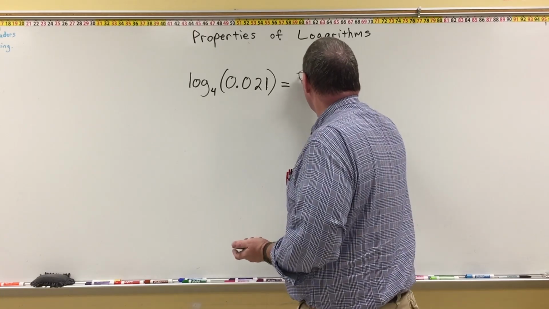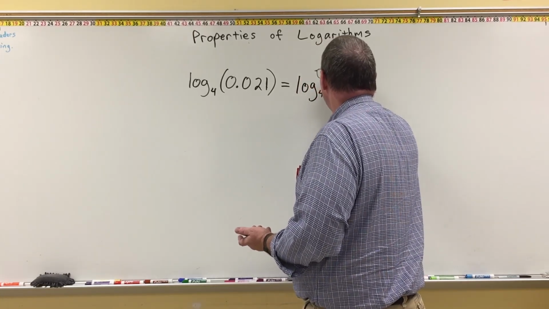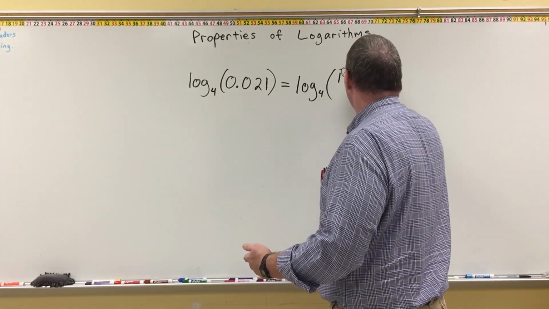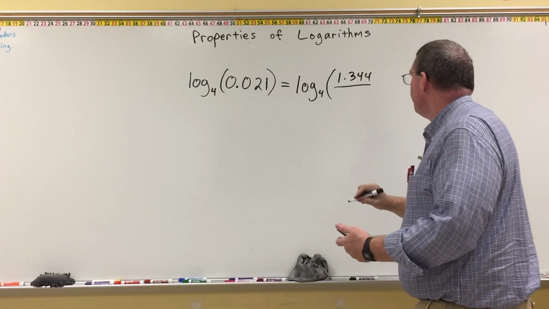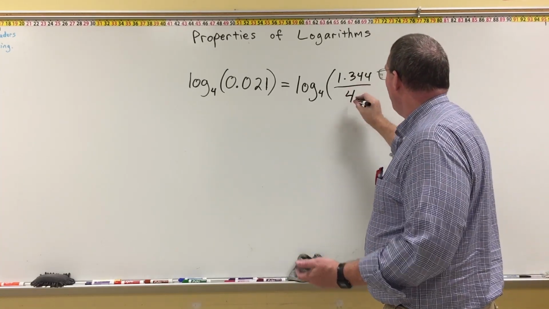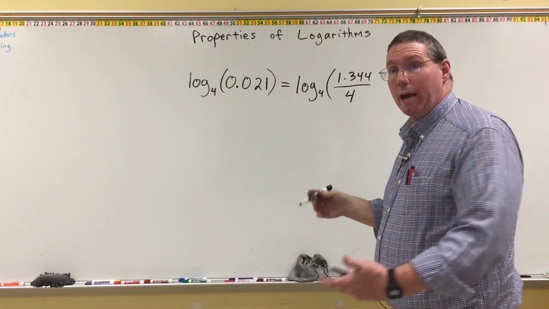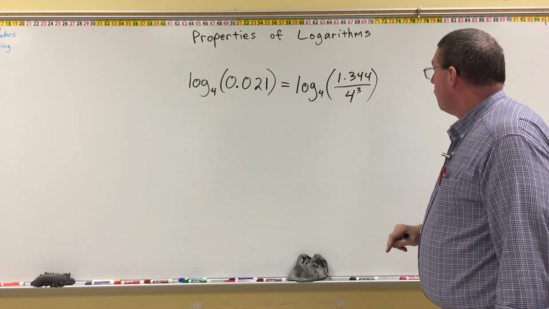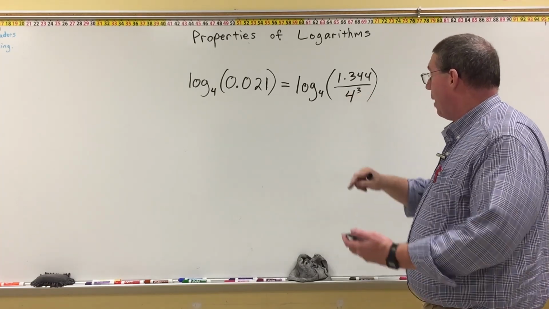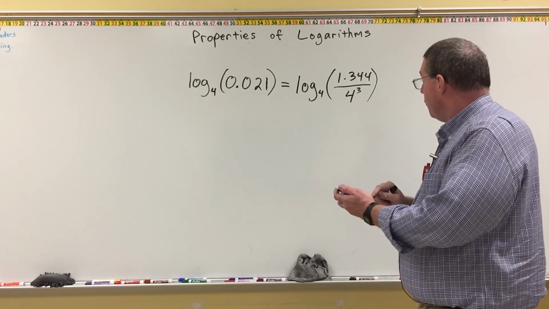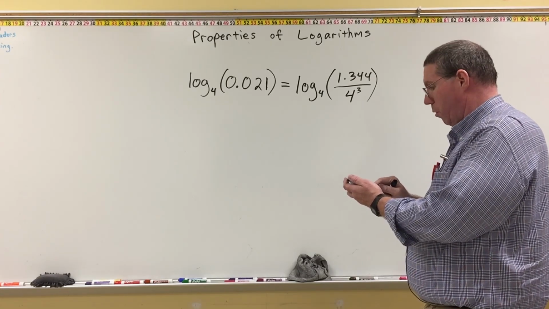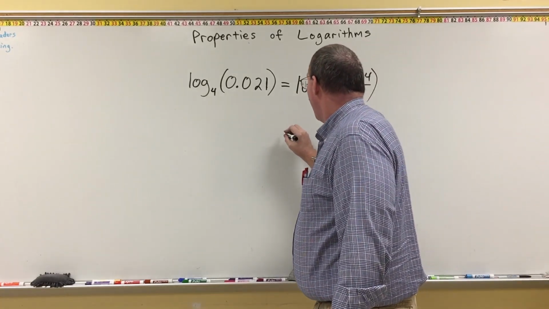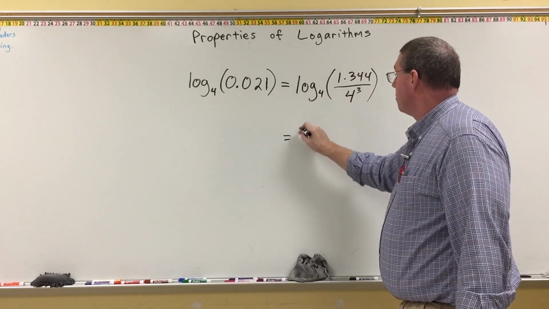Okay, so we're going to write this as log base 4 of whatever our result is here, 1.344. We're going to put that in a numerator, and then in the denominator we're going to put a 4 to the power of how many times we had to multiply, which was 3 times. And so this is our converted form. We know 4 to the third power is 64, and if you were to do 1.344 divided by 64, you would get 0.021. So there we go.